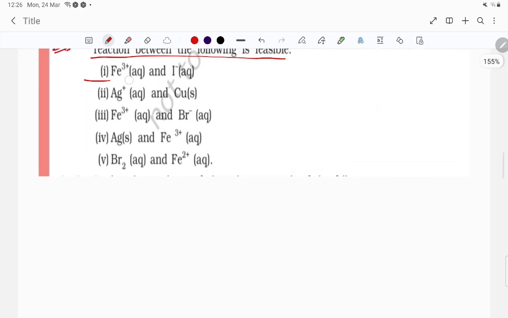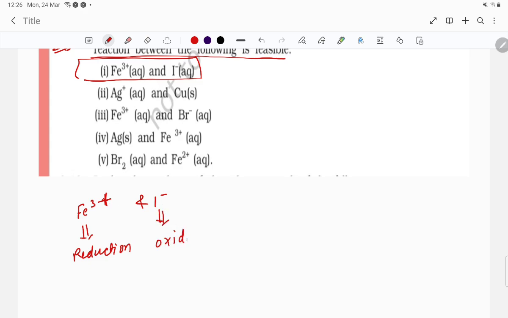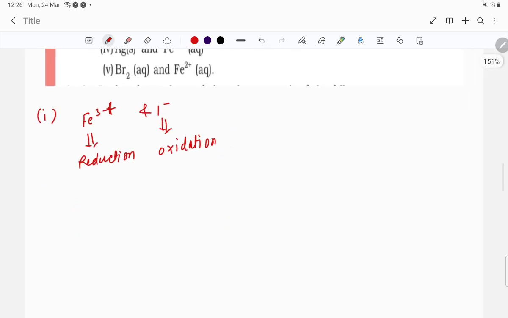So the first question says Fe3+ and I- are there, student. Fe3+ and I- electrodes are there, right? So Fe3+ can undergo reduction, student, because it has a 3 positive charge, and I- is negatively charged, so it can undergo oxidation. Whatever goes through reduction is going to be the cathode, student, and the other one is going to be the anode, right?